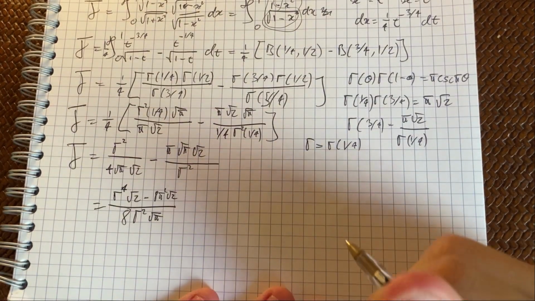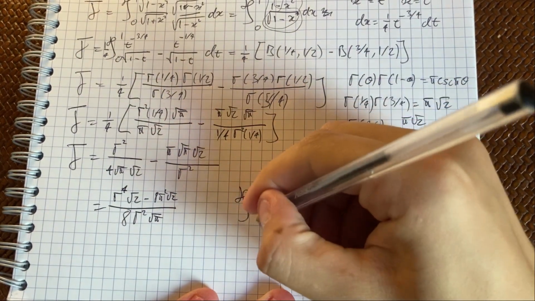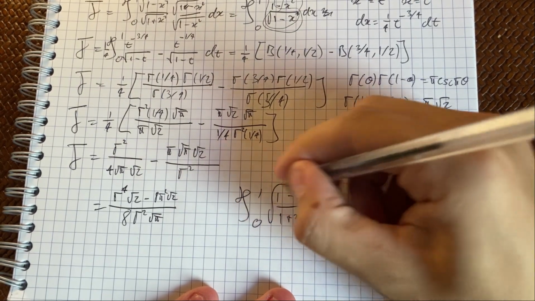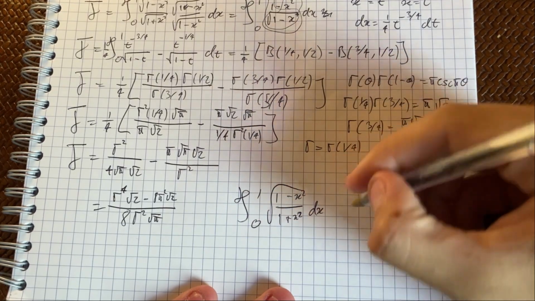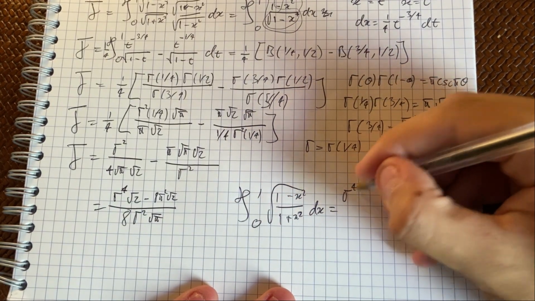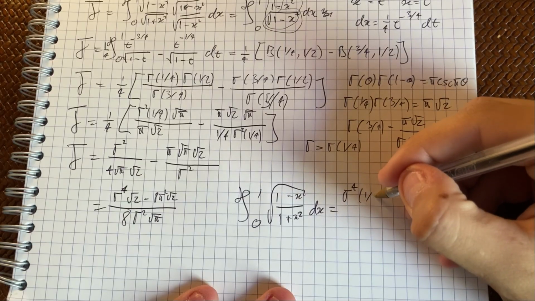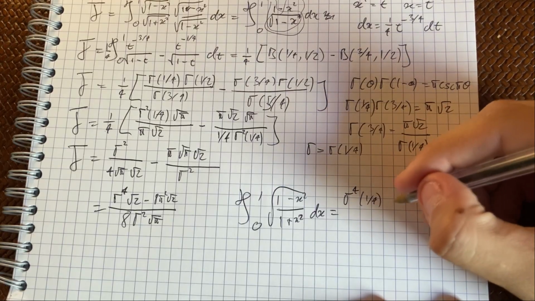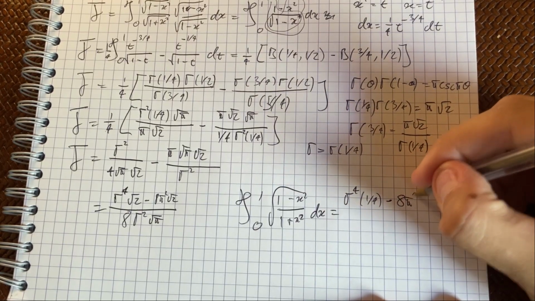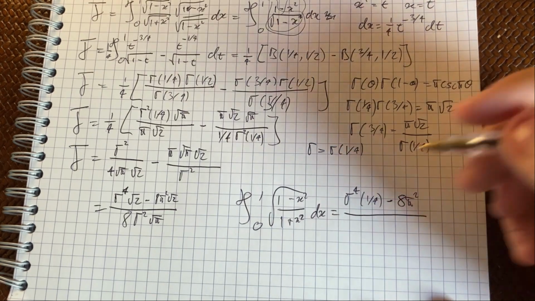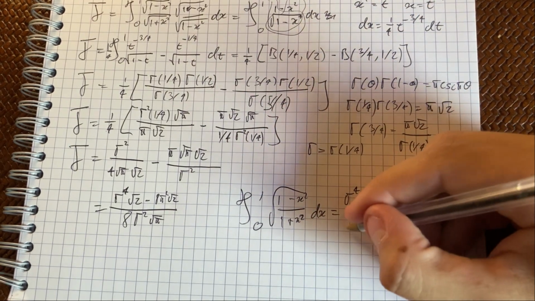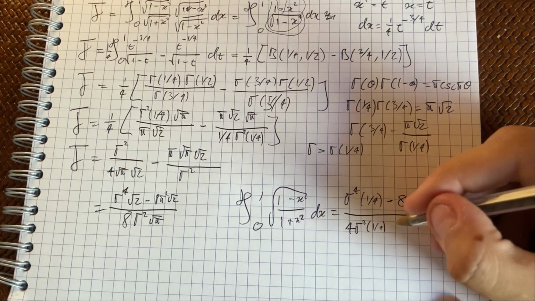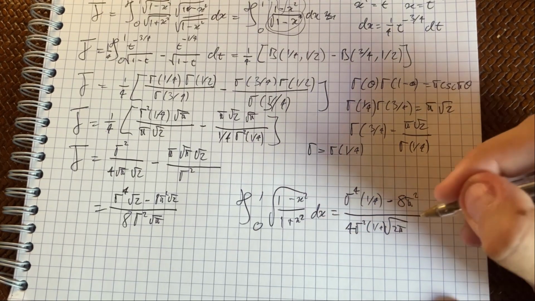So we just proved that the integral from 0 to 1 of 1 minus x squared by 1 plus x squared dx equals gamma to the 4th power of 1/4 minus 8 pi squared, all divided by, let's say, 4 gamma squared of 1/4 times square root 2 pi.